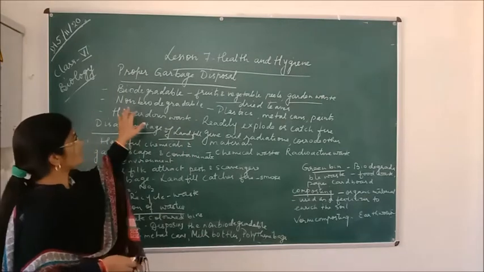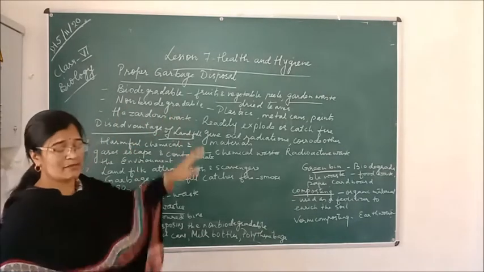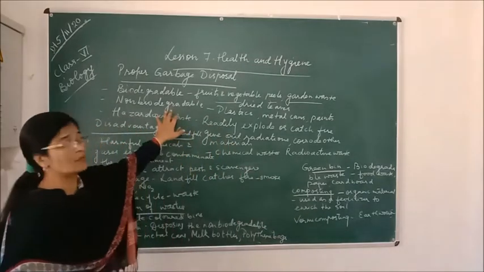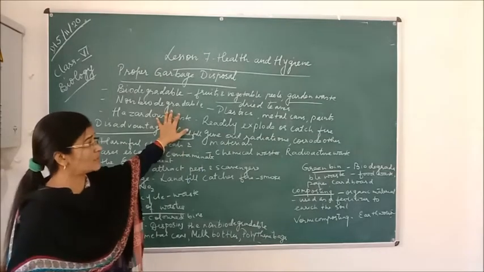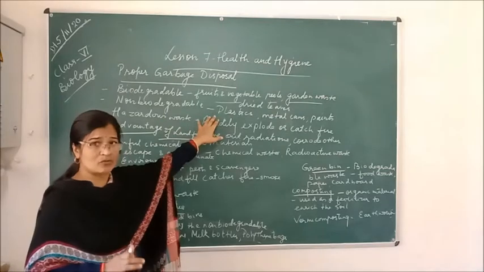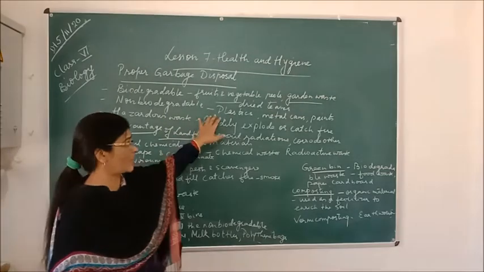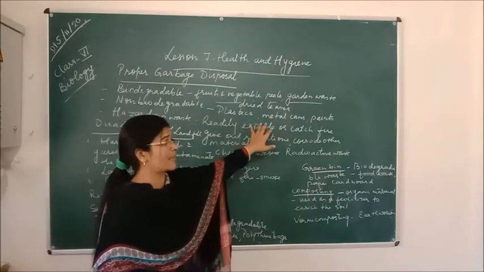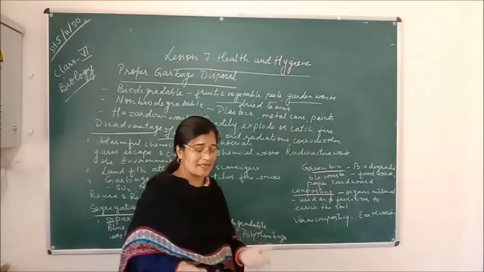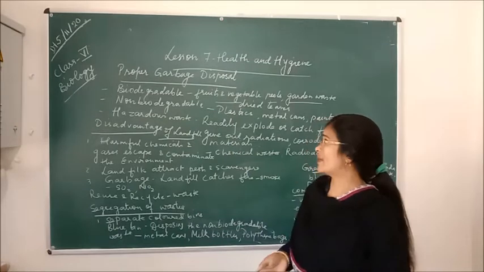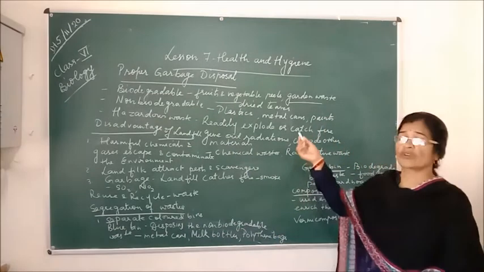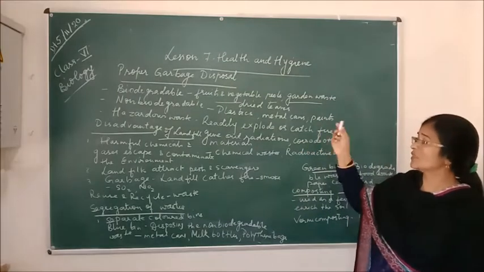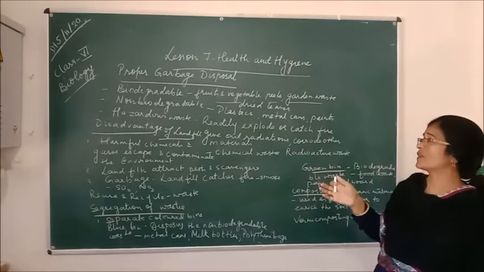Now the second one is non-biodegradable waste. Non-biodegradable waste is just the opposite of biodegradable waste. Non-biodegradable waste means those wastes which cannot be decomposed by the action of microorganisms. So these wastes have to be separated and disposed of by a different method. For example, plastic, metal cans, paints and other metal objects are all non-degradable waste because they cannot be decomposed by the action of microorganisms. I will tell you the different methods.